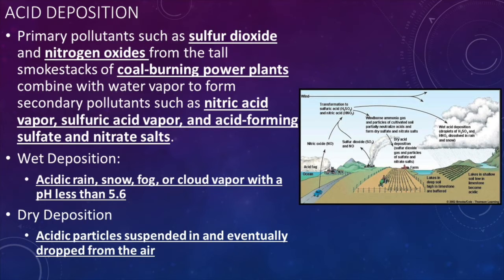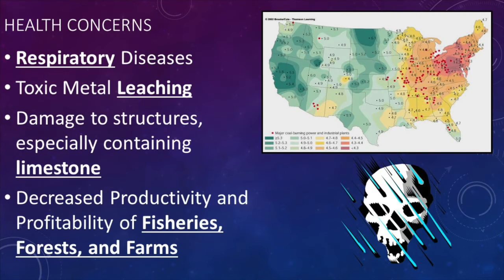The two forms of vapor are wet deposition and will fall down in the form of snow or rain. The salts act as a particulate pollutant and can fall and pollute waterways and soil as well. In order for deposition to be considered acidic, it must have a pH of 5.6 or lower. Health concerns associated with acid deposition include respiratory diseases, but most of the effects are indirect.